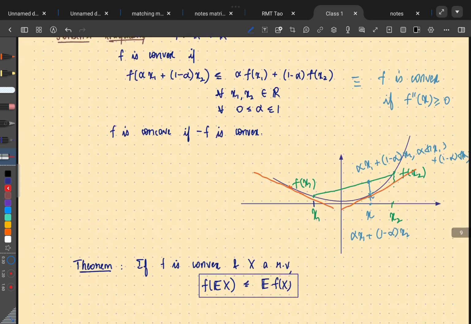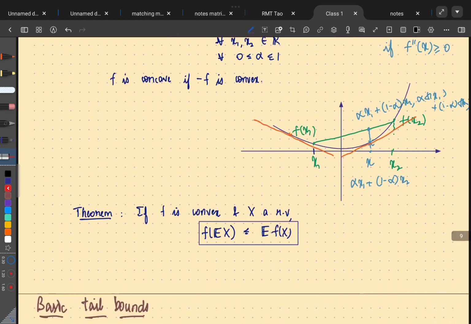Similarly, we'll say that a function is concave if minus f is convex. A convex function looks somewhat like a bowl, and a concave function looks like an inverted bowl. So minus f.